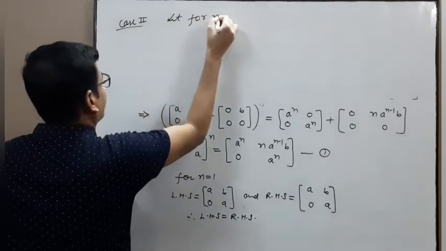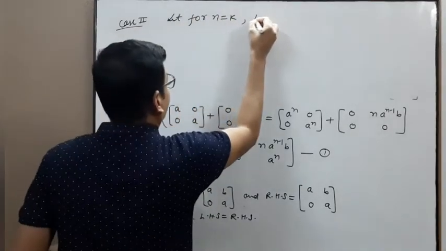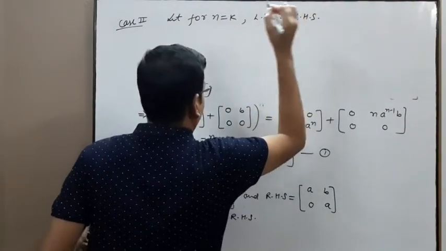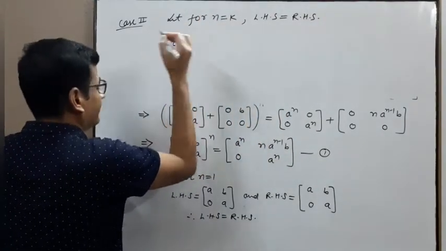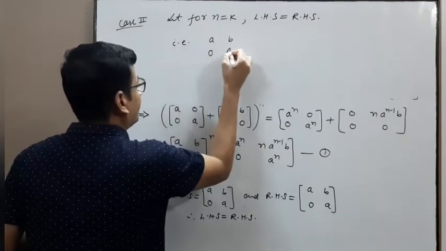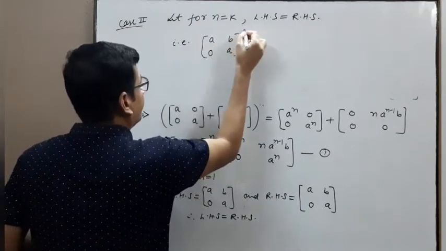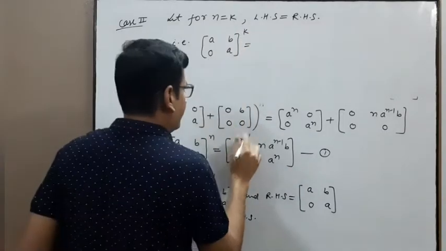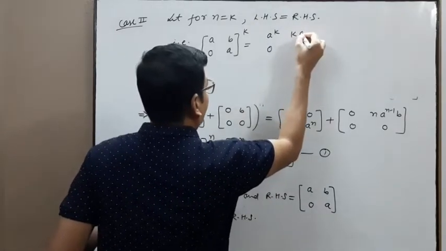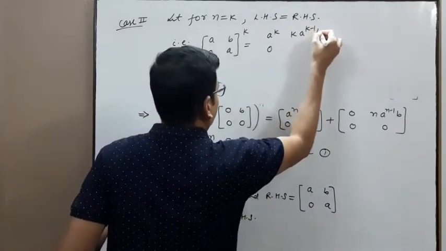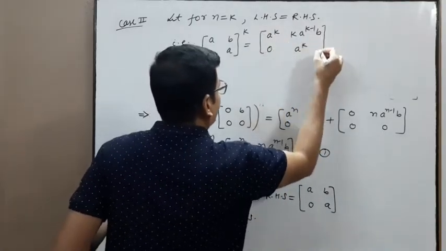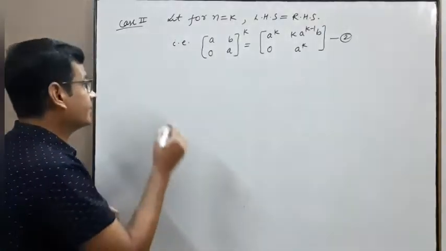Case second. Let the statement be true for n equal to k. The given statement is true means the left hand side is equal to the right hand side. That is, replace n by k: A 0 B A raised to the power k is equal to A raised to the power k, 0 k into A raised to the power k minus 1 into B, A to the power k. Give this equation number 2.